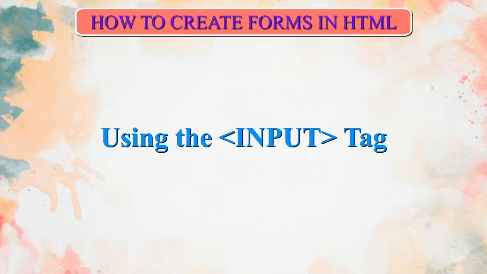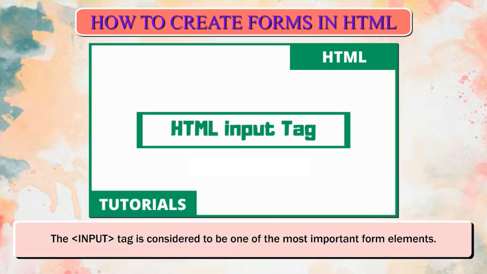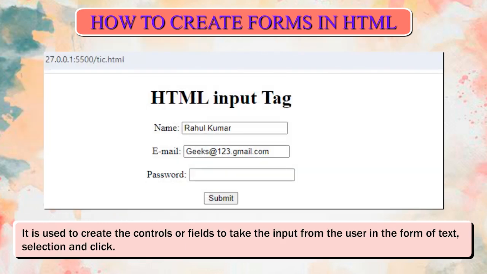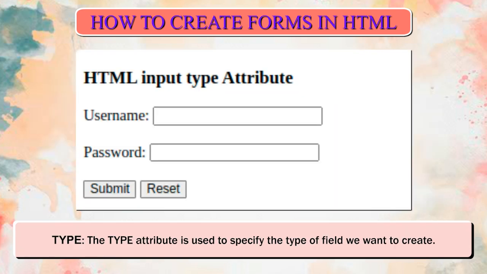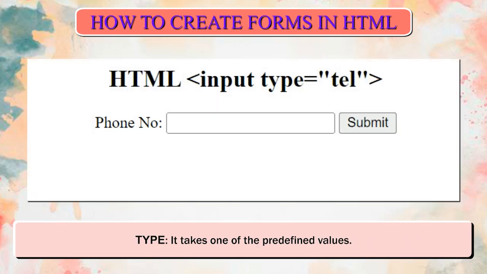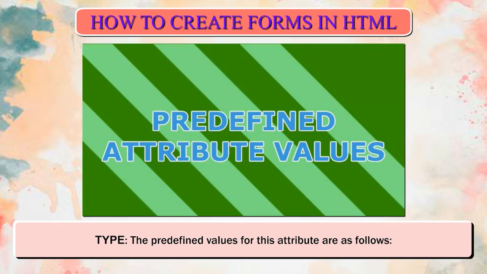Using the input tag. The input tag is considered to be one of the most important form elements. It is used to create the controls of fields to take the input from the user in the form of text, selection, and click. The input tag has the following attributes. Type. The type attribute is used to specify the type of field we want to create. It takes one of the predefined values. The predefined values for this attribute are as follows.